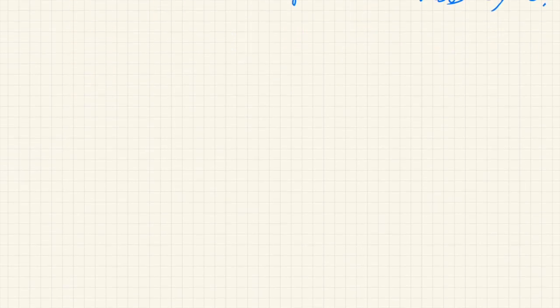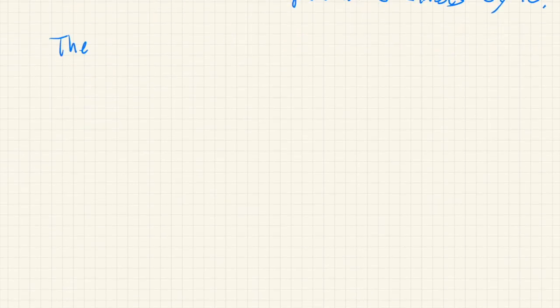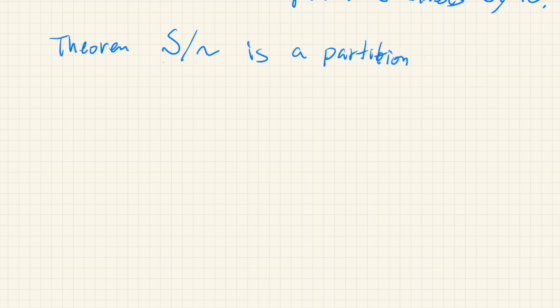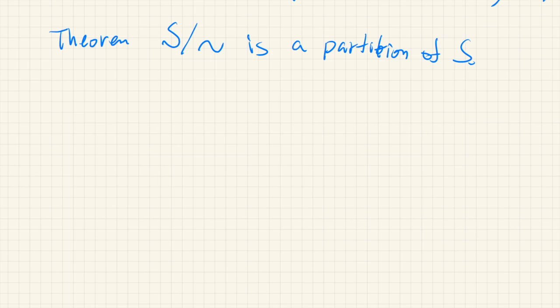So in fact, we have the following theorem. S by tilde, given that S is a set and tilde is an equivalence relation on the set S, is a partition of S. So let's try to prove this. Proving this requires checking the 3 conditions of a partition.